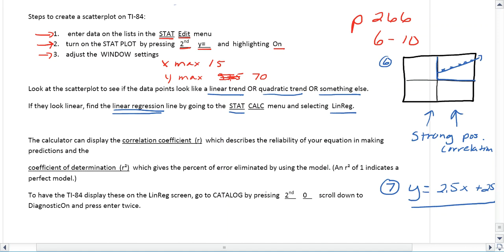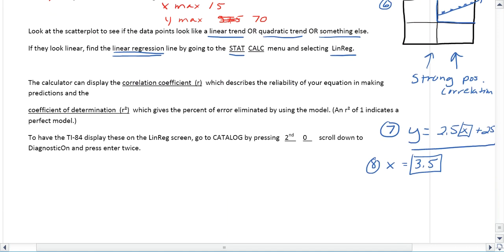Now for number 8, it says use your equation to predict the value of y when x is equal to 3.5. So all you need to do, you have the equation, you take this 3.5, put it in for x, multiply it, and do the math. You'll come up with an answer for number 8. Number 9 is practically the same thing. They want us to find the value of y when x is 20. So take this 20, put it in here for x, and find that y that goes with it.